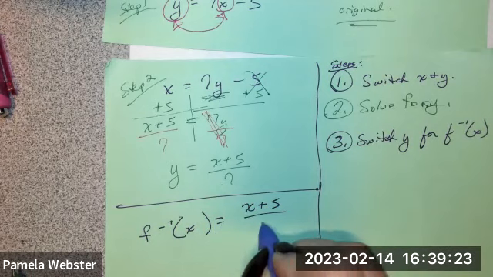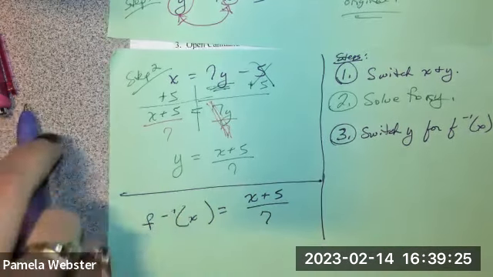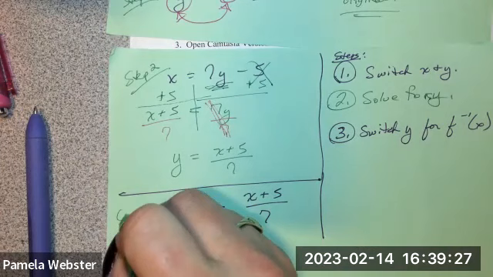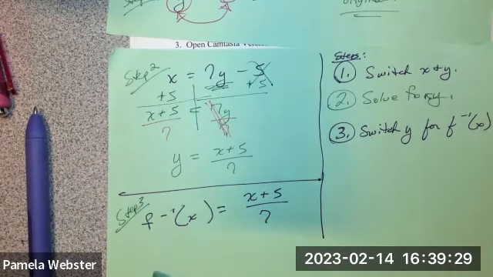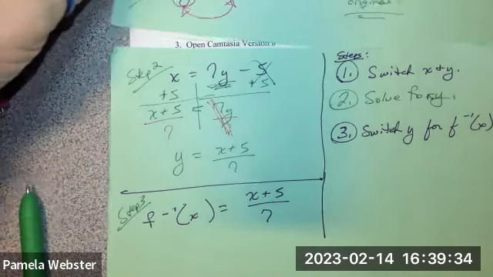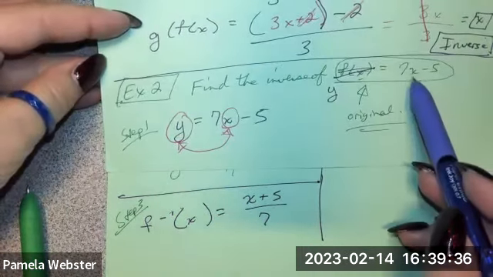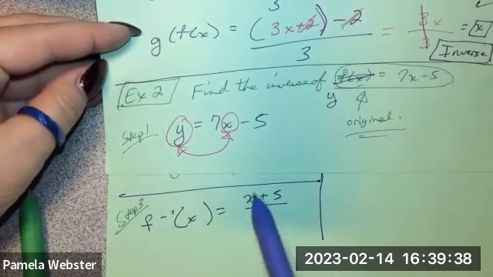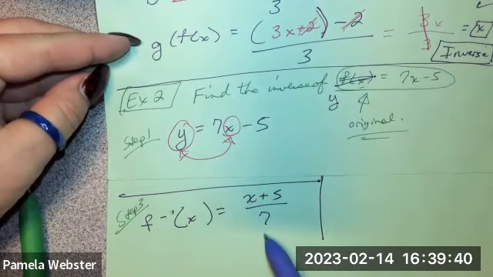So I'm just moving it back. So this is step 3. Okay, that matches over there. So that means that my original was 7x minus 5. My inverse is (x plus 5) over 7.